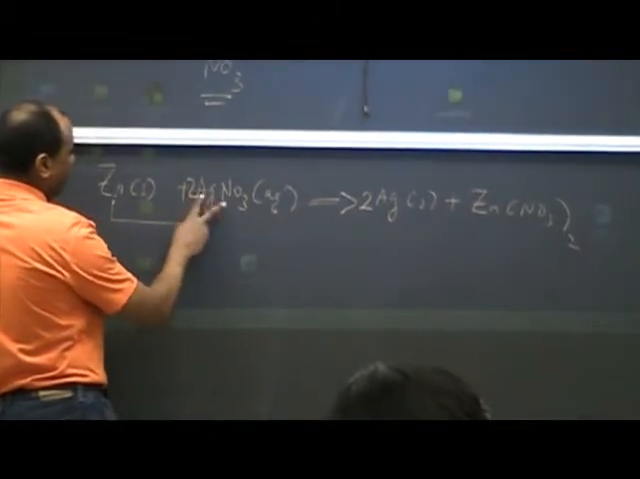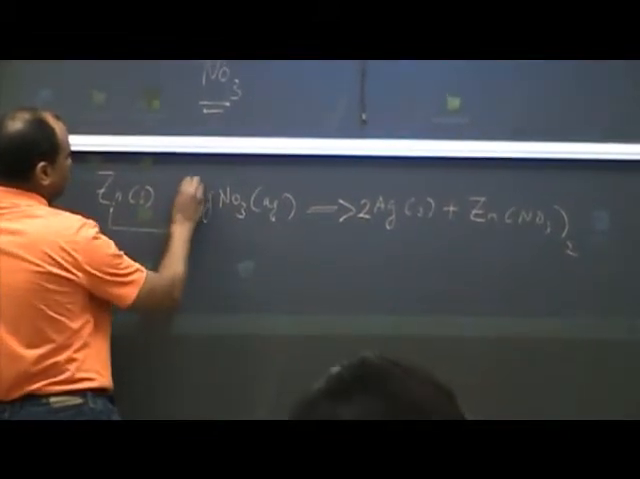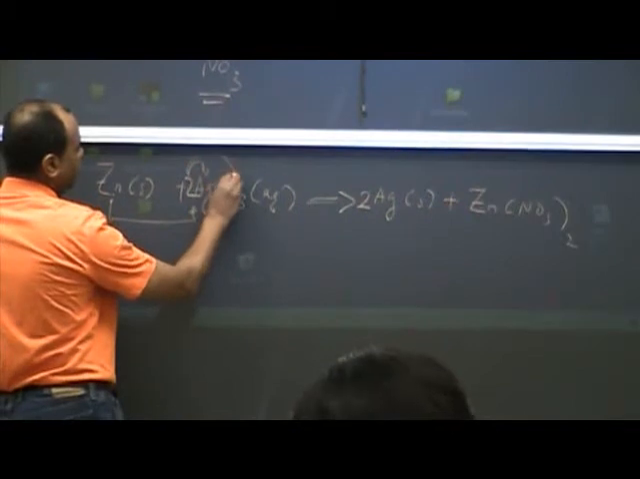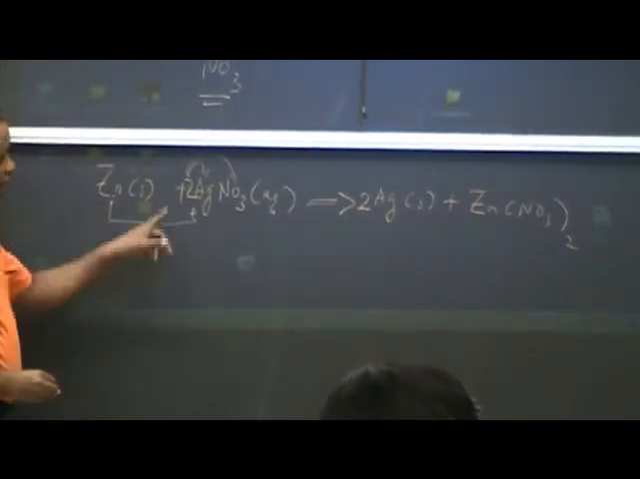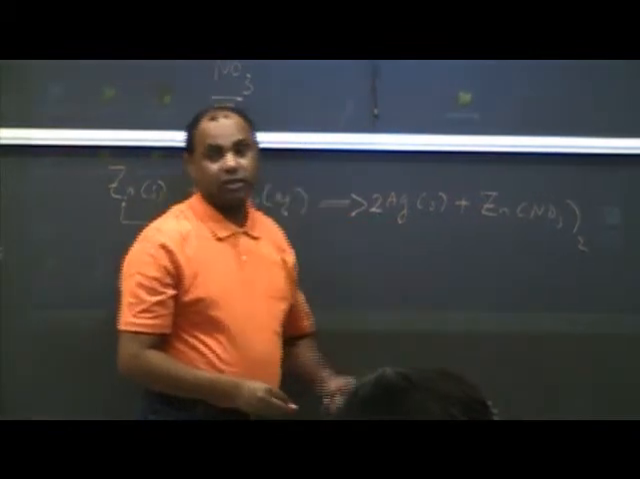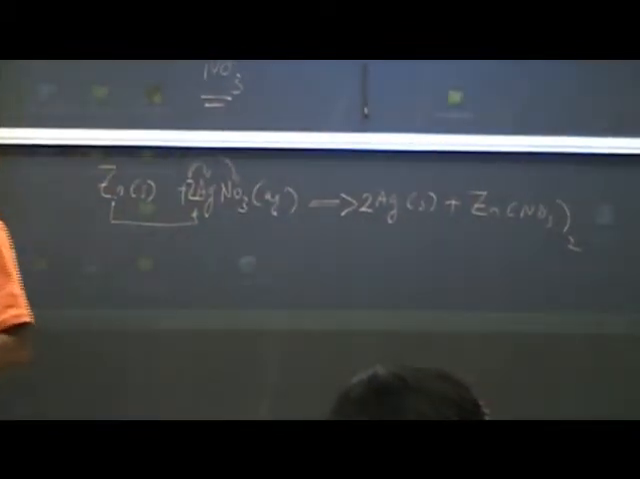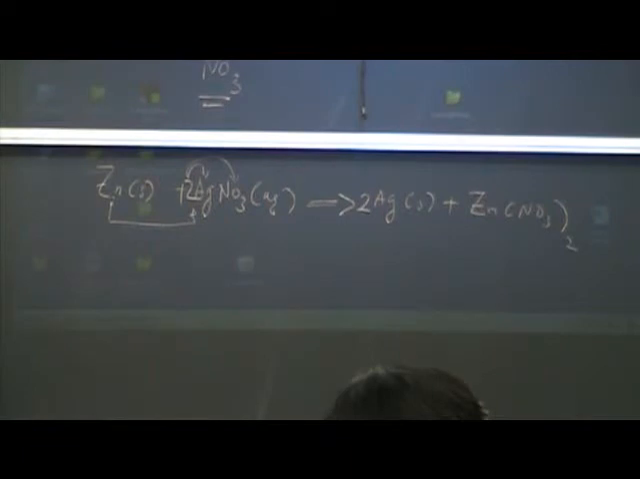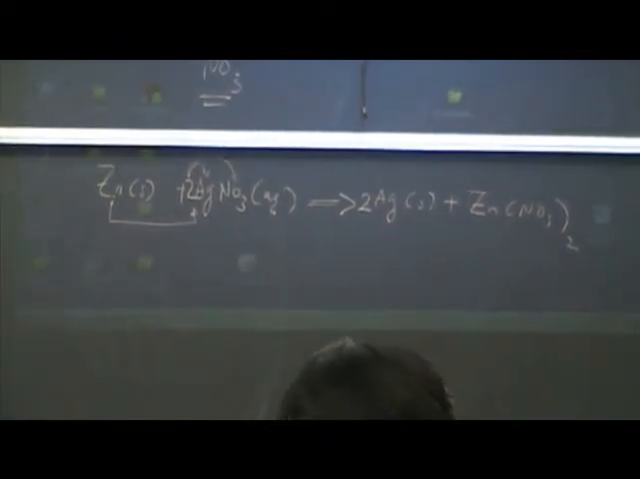Well, right now, 2 and 2, because the number 2 is for silver and the number 2 is for nitrate. So I have 2 nitrates here. And I have 2 nitrates here. That way the equation is balanced, right? The equation is balanced. So the first question was what?